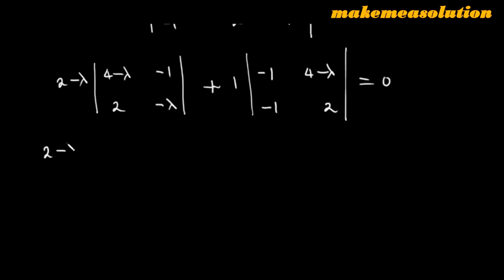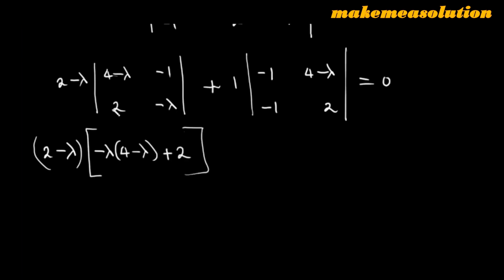So we solve it like this. You have 2 − λ here. If you expand, you will have −λ times 4 − λ. Then this times this minus this times this, since this one is negative, becomes a plus 2. Plus we have a bracket: 2 times −1 is −2, and minus the product of these two gives plus 4 − λ, equal to 0.